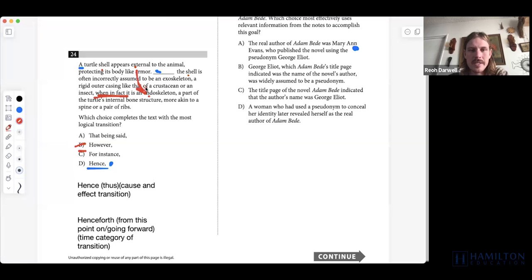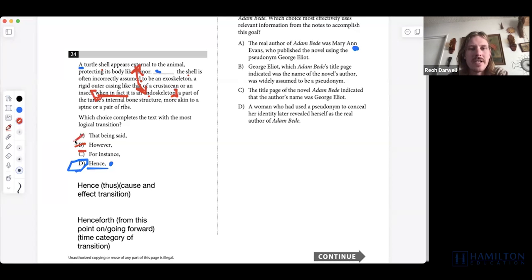But it could be easy, if we're not reading the full context, to think that the sentence is saying, even though it appears external to the animal, many believe incorrectly that it's an exoskeleton, right? But because it's external to the animal, that is the reason why many believe it to be an exoskeleton. Okay, so we have a positive relationship between our first and our second unit of information, not a contrasting relationship like however would convey, right? Even though we do get a however type bit of information down here.